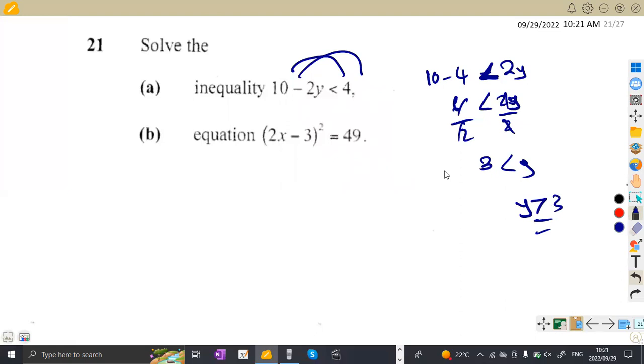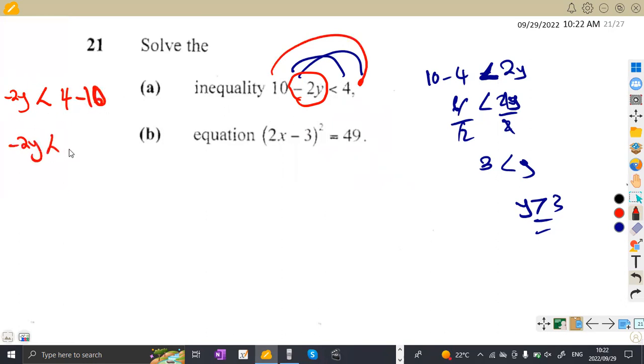If you choose to leave minus 2 on that side, take note whenever you divide by a negative, the inequality sign changes. Maybe you wanted to remain with minus 2y here. It was going to be like this: minus 2y is less than 4. We transpose 10 to this side, it becomes minus 10. So it will be minus 2y is less than 4 minus 10, which is negative 6.